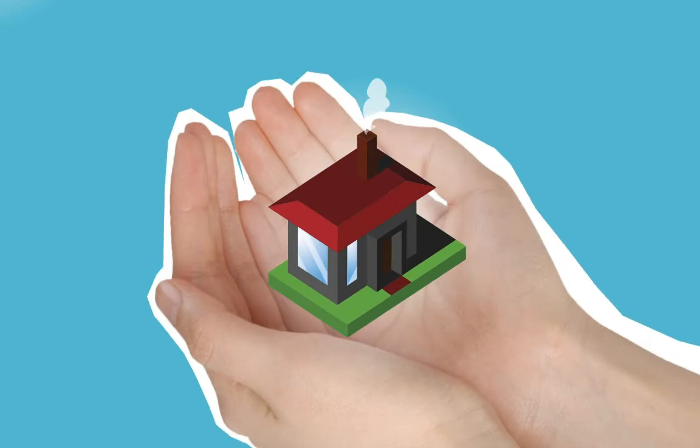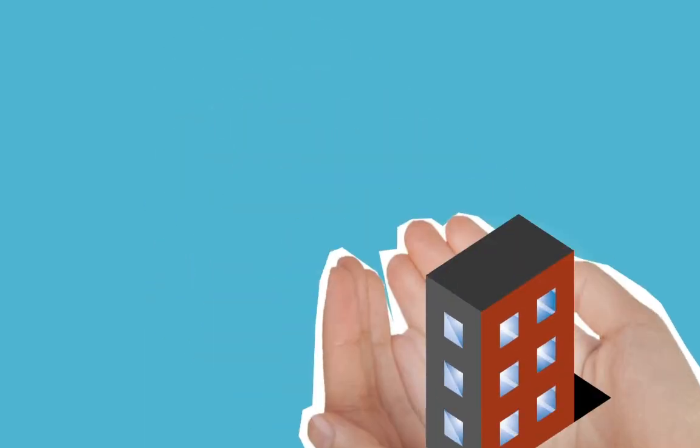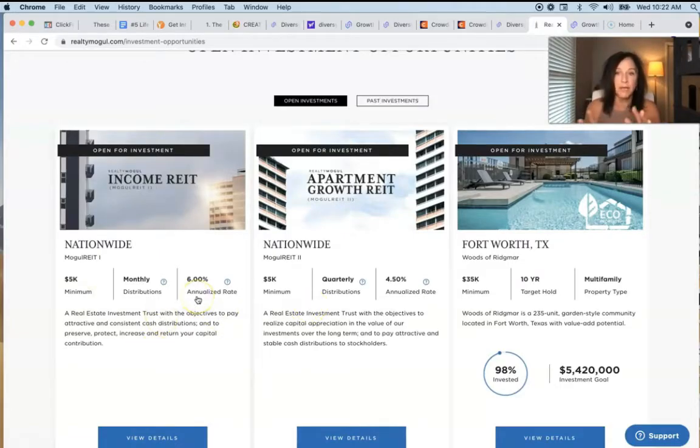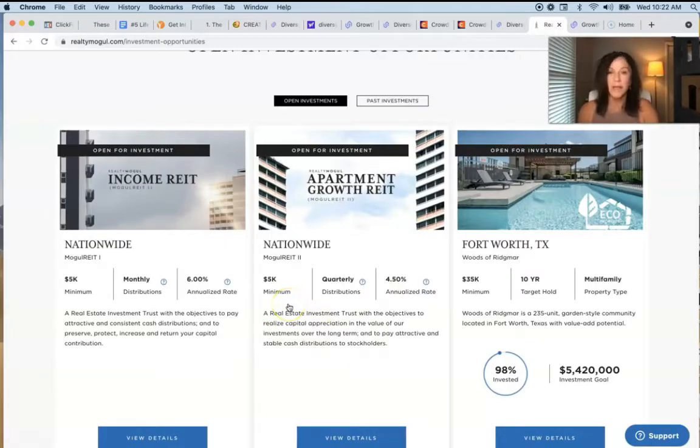It is a group of apartment buildings that at the end of the fund's term, they are sold off, and the appreciation on the properties is distributed to members of the REIT. So you have $5,000 minimum, approximate 6% annualized rate, and 4.5%. This is approximate. They can't say for sure because we don't always know how things are going to pan out. All right, so who can invest in this? Both accredited and non-accredited investors. The minimum is $5,000.